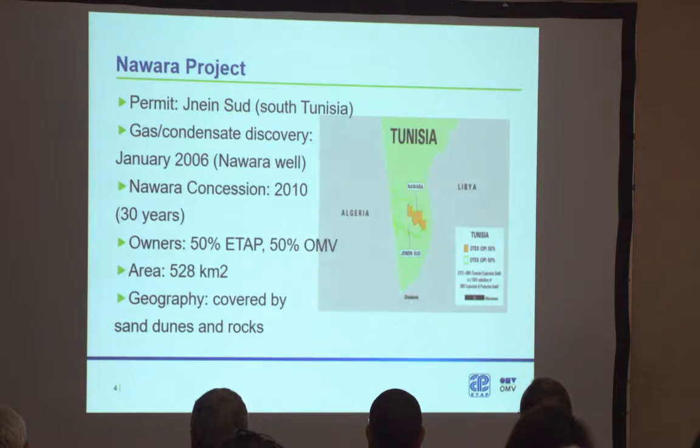So the concession was granted to ETAP, representing Tunisia, and our partner OMV in 2010 for a duration of 30 years. The area is around 528 kilometers, and as I said, it is in the extreme south of Tunisia, so the geography of this region is mainly desert, so sand dunes and some rocky areas. So here is one of the most challenging aspects of the project, mainly for logistic and construction activities.